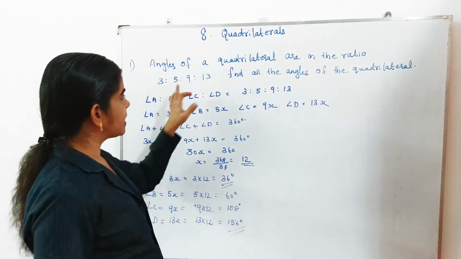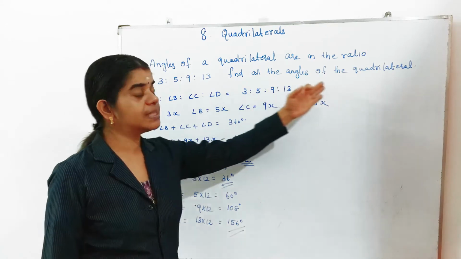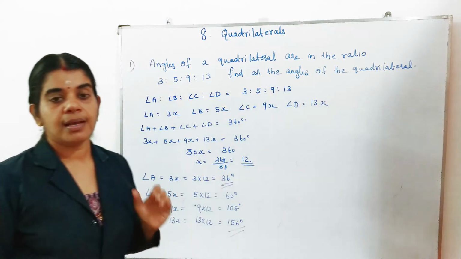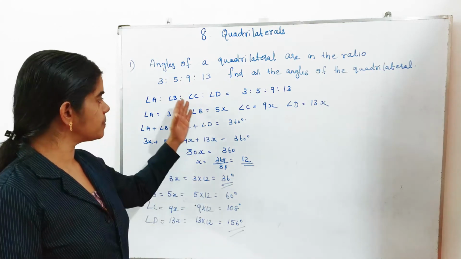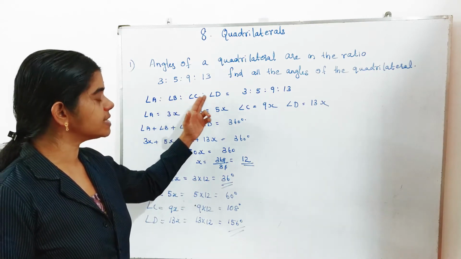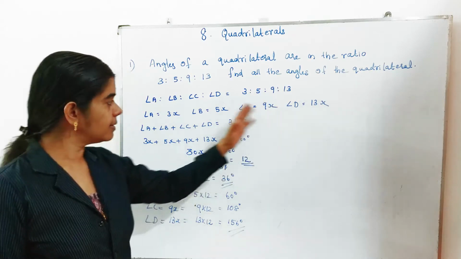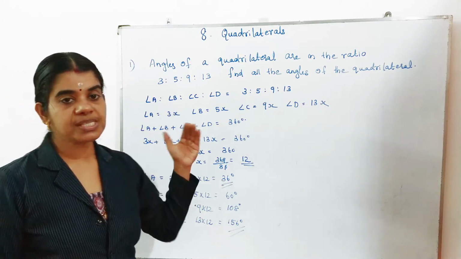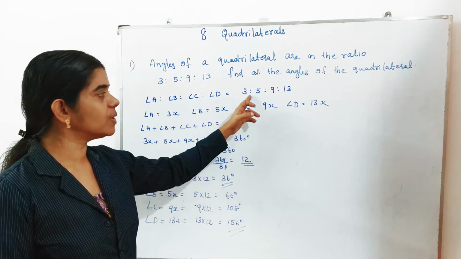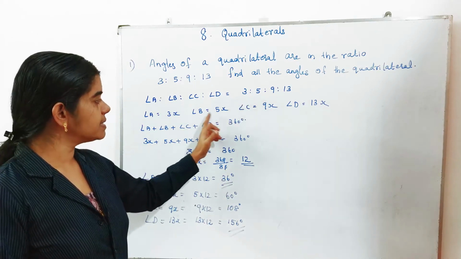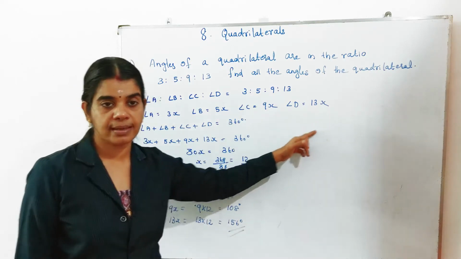Angles of a quadrilateral are in the ratio 3:5:9:13. Find all the angles of the quadrilateral. I told you that the sum of the angles of a quadrilateral is 360 degrees. This means angle A is to B is to C is to D is equal to 3:5:9:13. Then if the ratio is given, you already know that we take 1x. Angle A we can take as 3x, B is equal to 5x, C equal to 9x, D is equal to 13x.